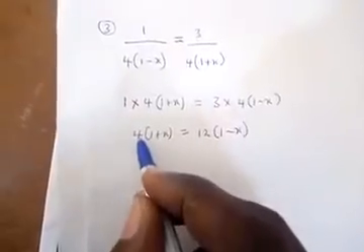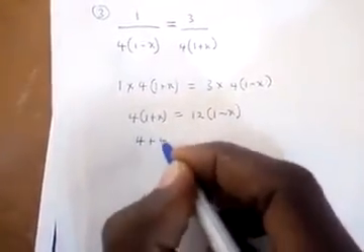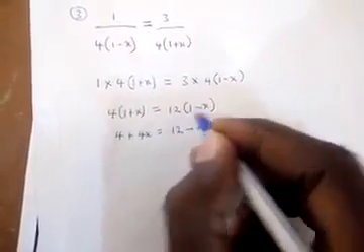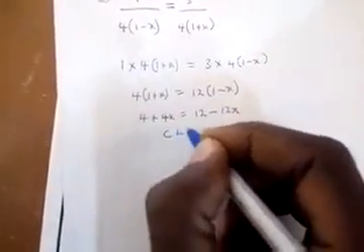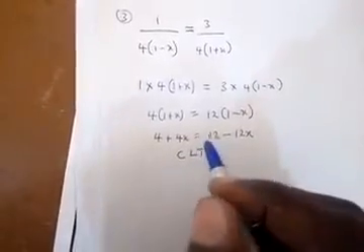Now open the brackets. Okay, 4 times 1, that's 4. 4 times x, that's 4x. 12 times 1, that's 12. 12 times x, that's 12x. And of course, I will now collect like terms. Collect like terms, okay? Take note of the sign.